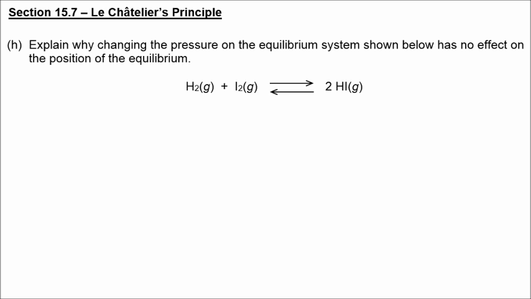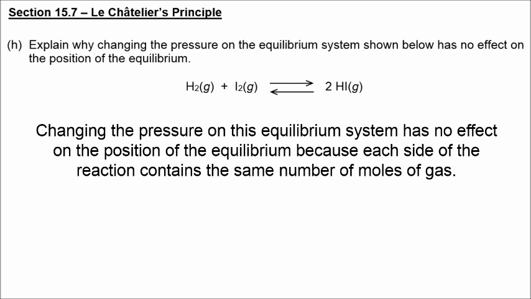Explain why changing the pressure on this equilibrium system has no effect. Well, there's 2 moles of gas on the left and there's 2 moles of gas on the right. So changing the pressure by affecting the volume of the container would have no effect because each side of the reaction contains the same number of moles of gas.